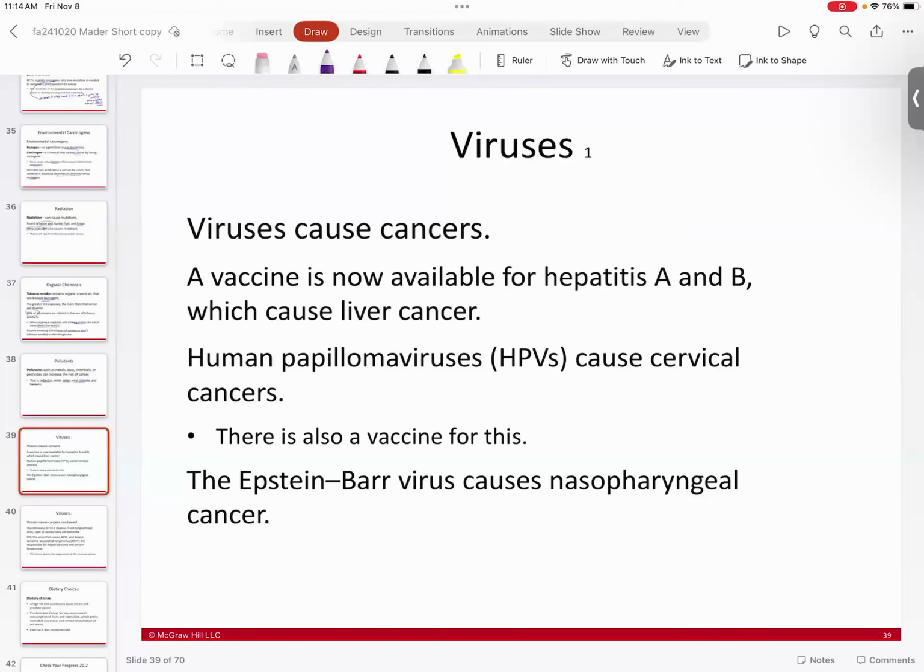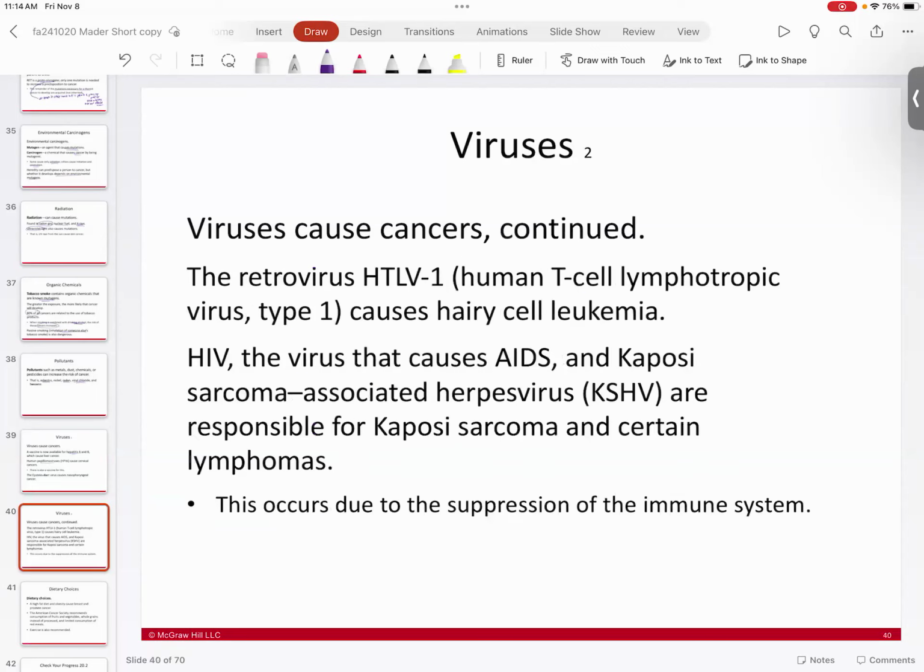Also, viruses can cause it. For instance, hepatitis can cause it. Human papillomavirus, which causes cervical cancer, Epstein-Barr virus, which can create nasopharyngeal cancer. So there's different viruses that can cause cancer themselves. There's some retroviruses, leukemic viruses. So HTLV-1, which is a human T cell lymphotropic virus. This will cause a type of leukemia, of course.